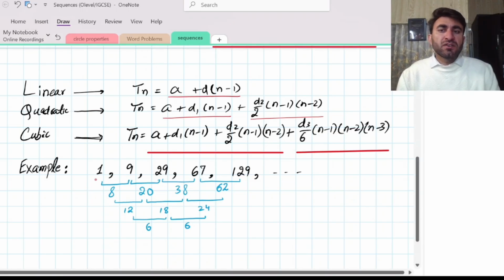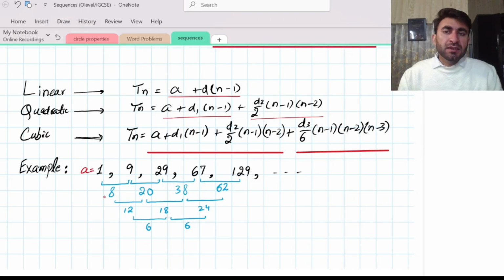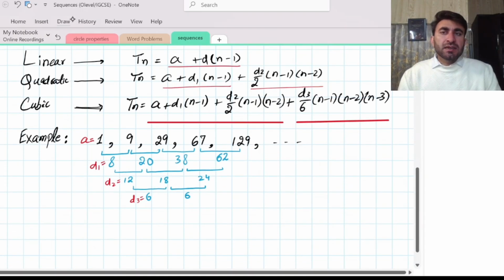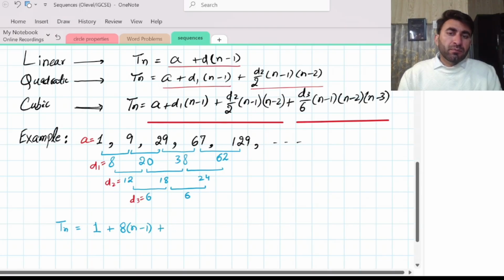So let us name the terms required over here. We know the first term of the sequence is a. The first term of the first difference is termed as D1. The first term of the second difference is termed as D2, while the first term of the third difference is D3. Now we will replace these values in the formula given above, and it shall now become the nth term Tn equals 1 plus D1 was 8, so 8 times n minus 1, plus D2 was 12, so it will be 12 divided by 2 times n minus 1 into n minus 2.